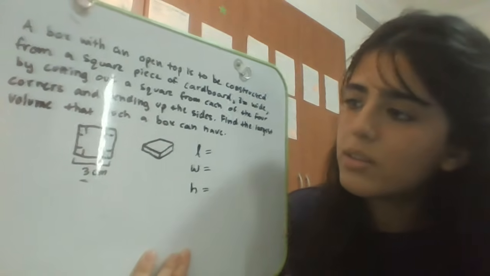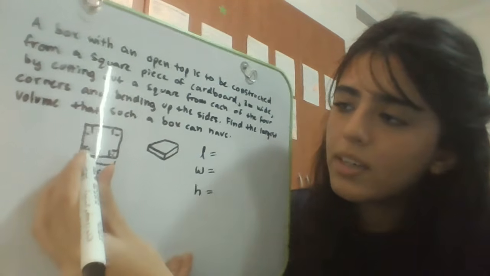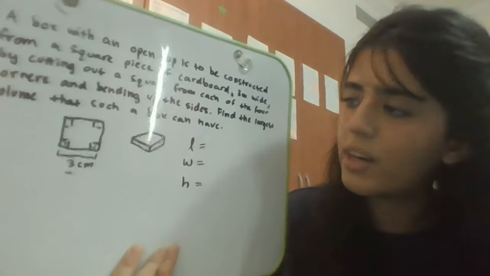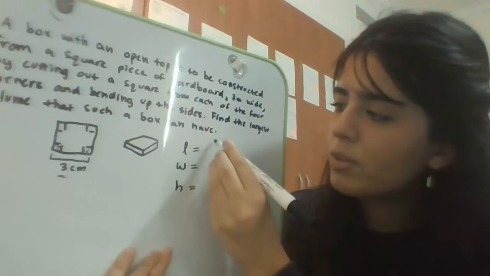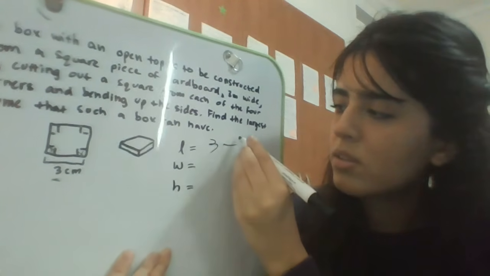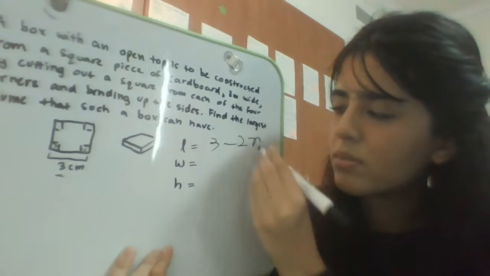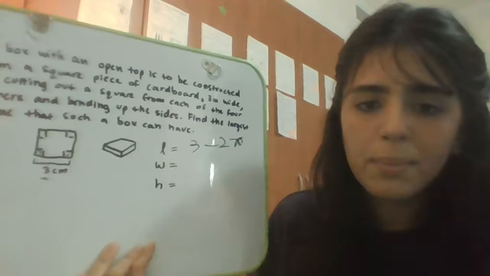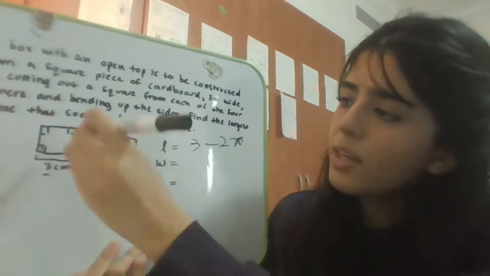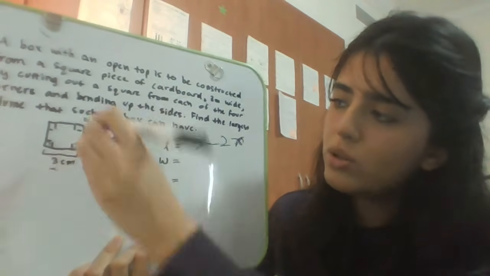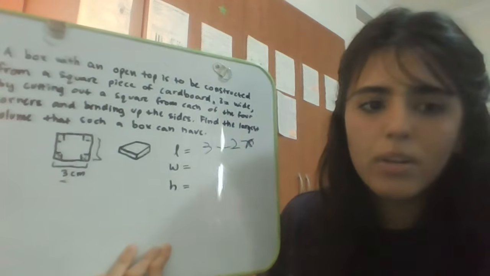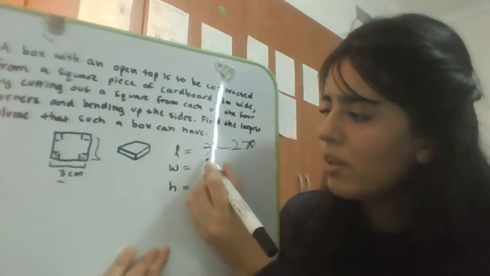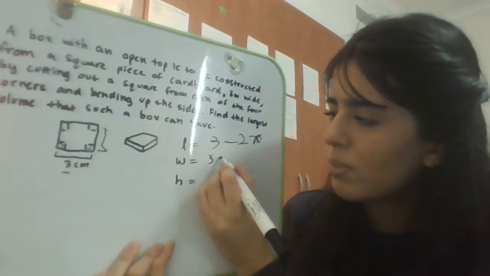So 2 of these are being taken out. That's why this is 2x. Okay, so the length is going to be 3 minus 2x. Sorry, I'm writing with my left hand. So, okay, 3 minus 2x. And then the same goes for the width. This side, also 2x is being removed, and since it's a square, the width is also going to be 3 originally. So 3 minus 2x.